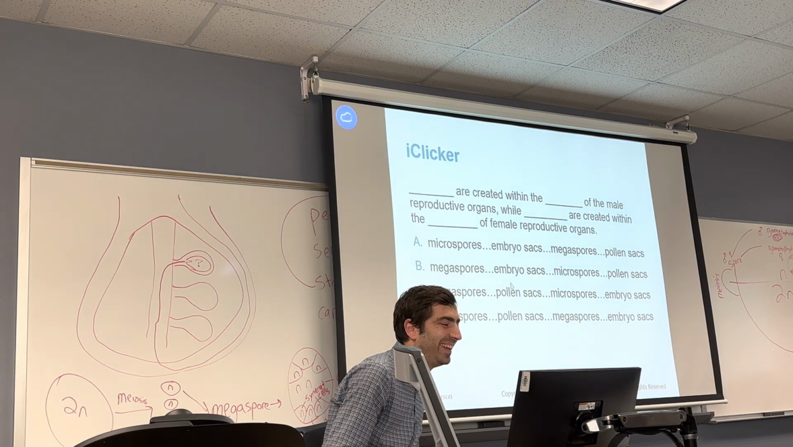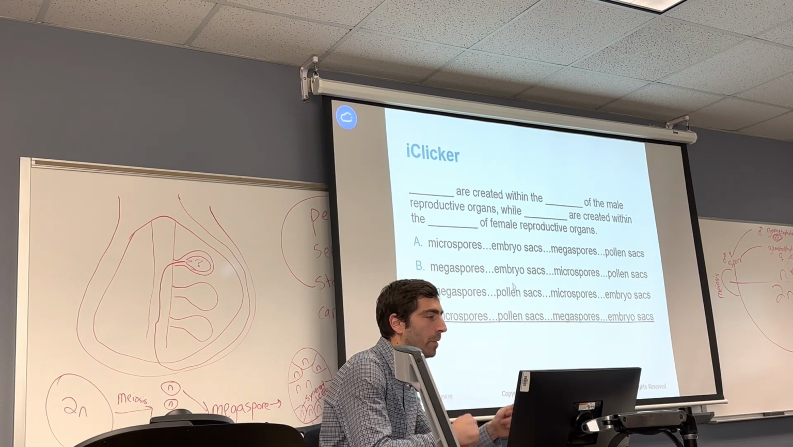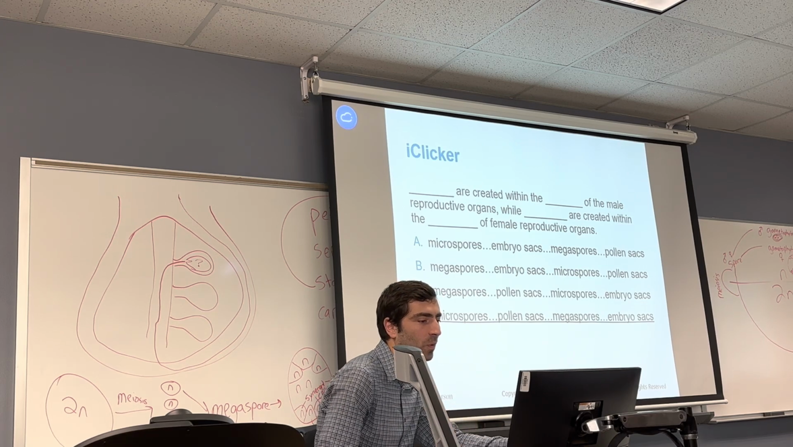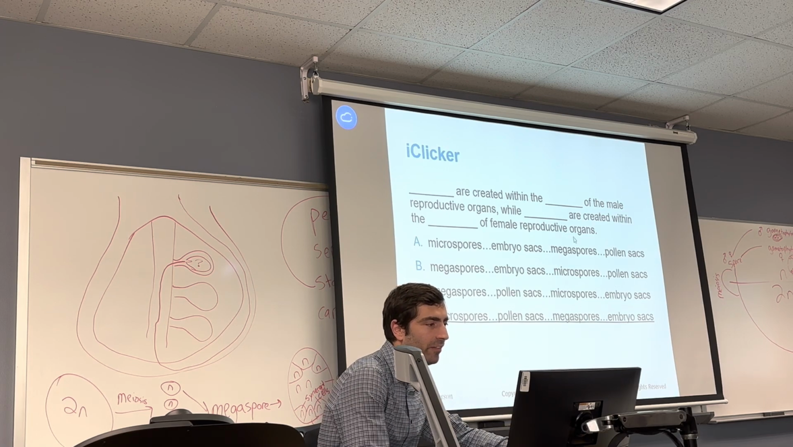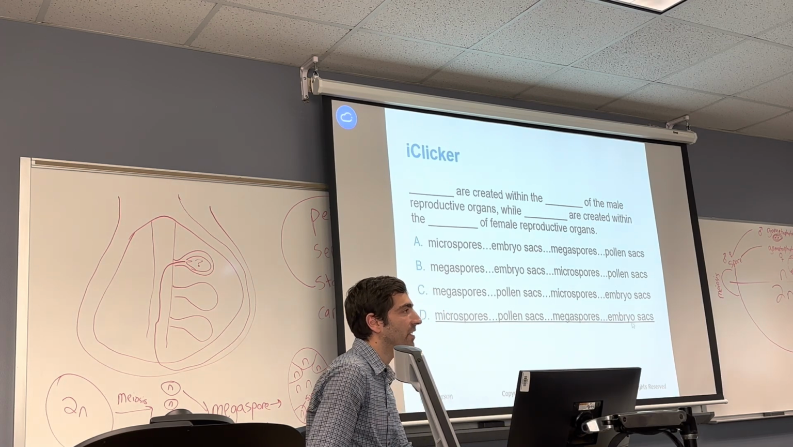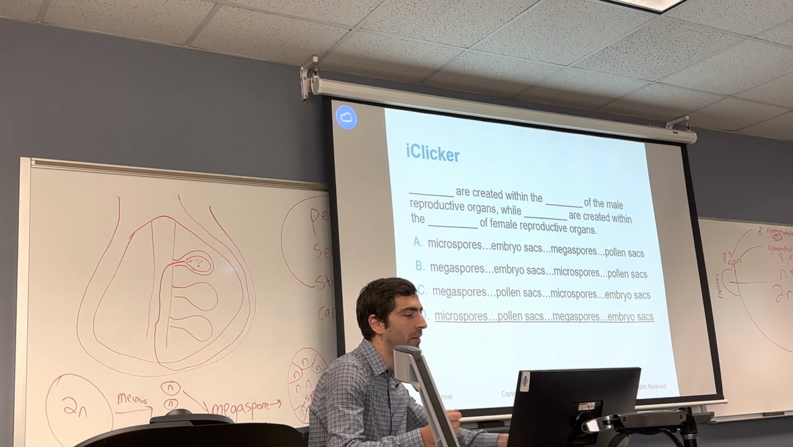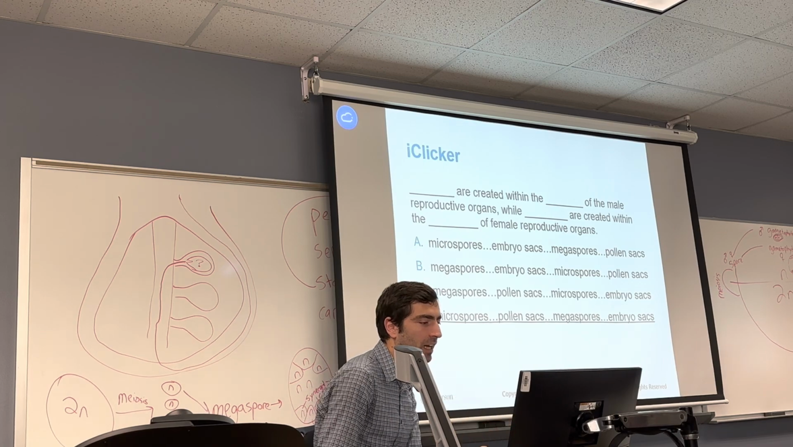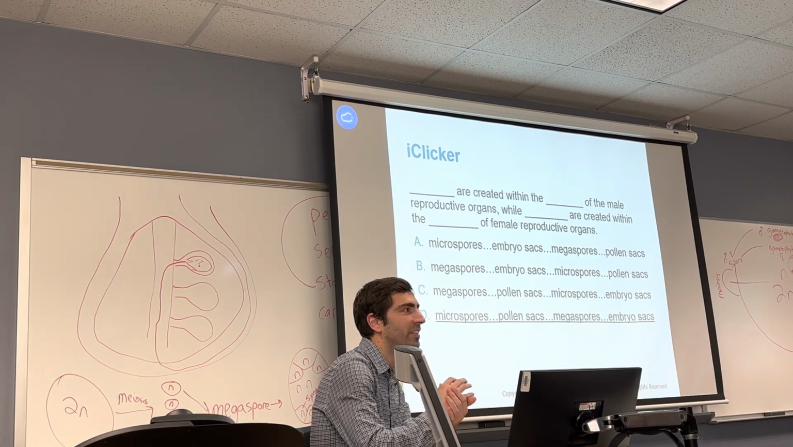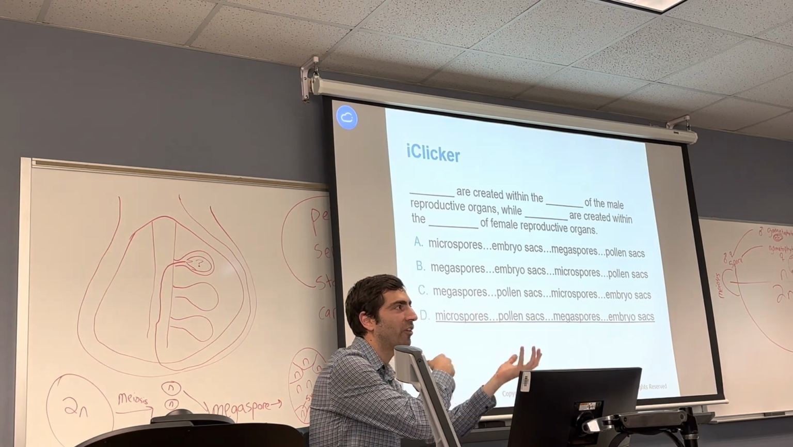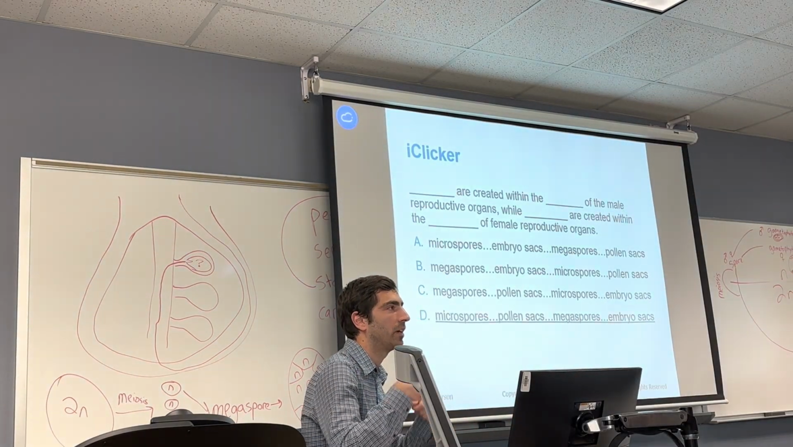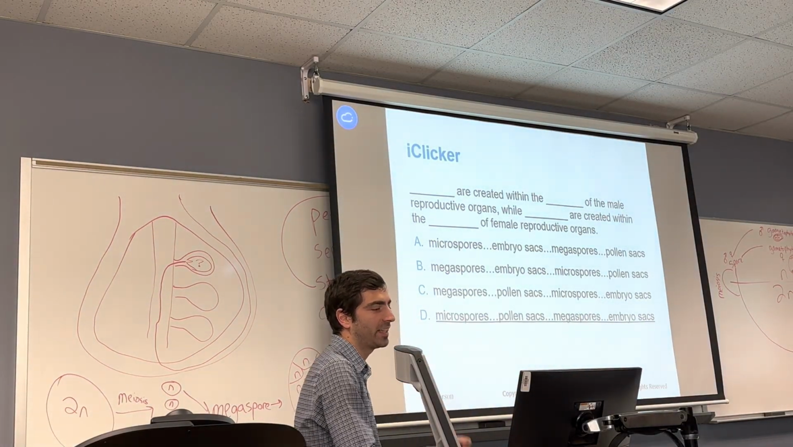Yeah, microspores are created within the pollen sacs of the male reproductive organs, while megaspores are created within the embryo sacs. The embryo sac is also referred to as the megasporangium. The pollen sac is also referred to as the microsporangium. Remember from fungi, sporangium has the letters for organ within it. So the megasporangium is the organ that makes the megaspore. The microsporangium is the organ that makes the microspore.